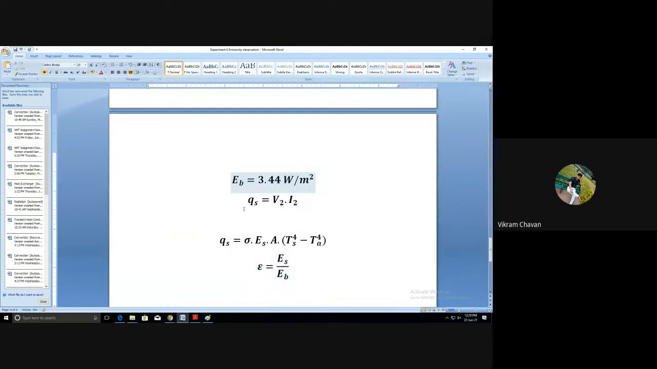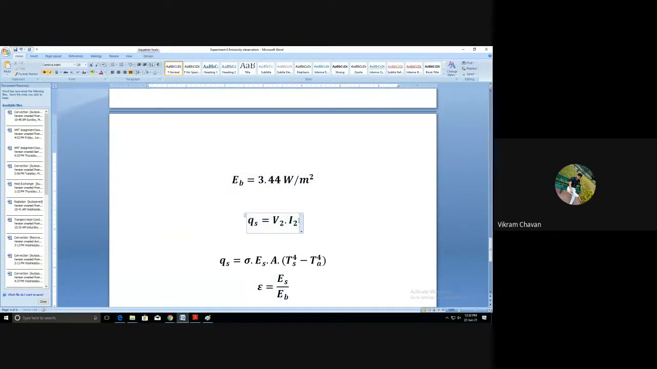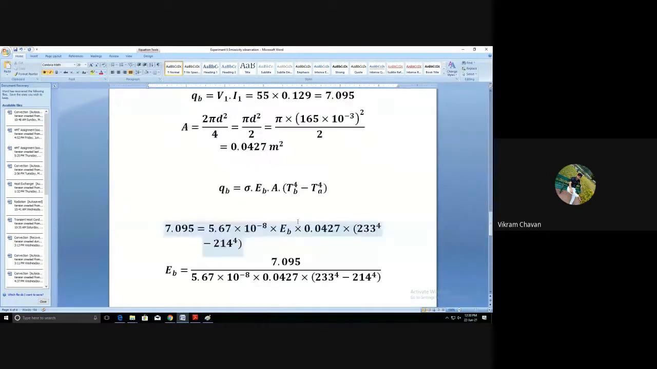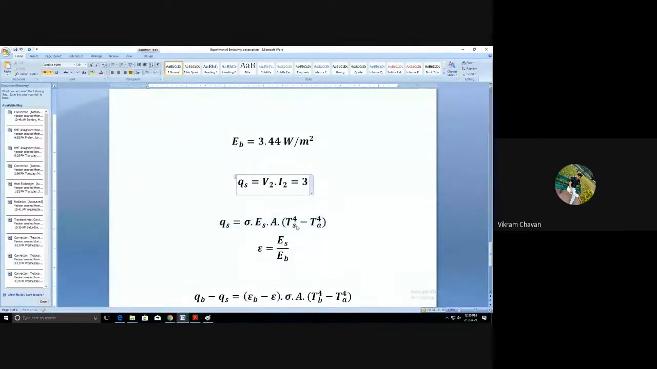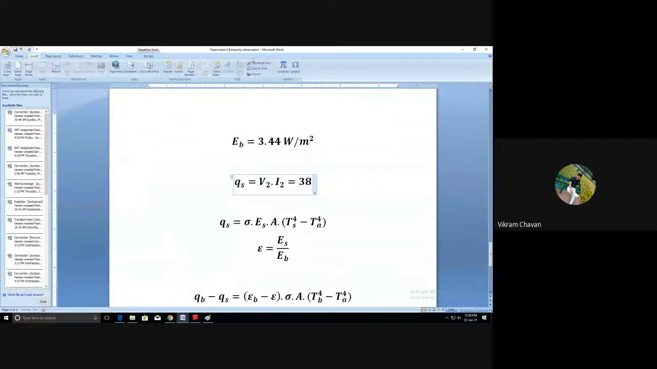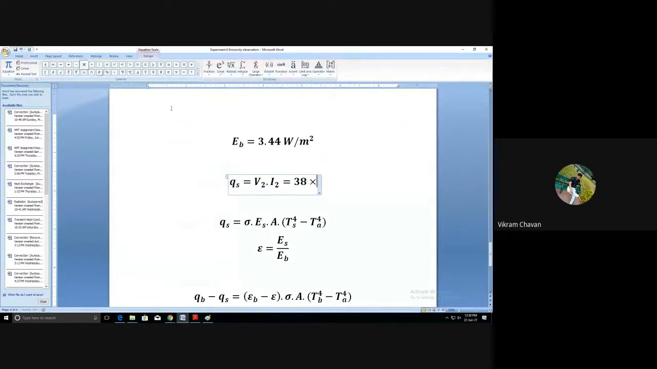Now second, we have to do the same calculation for the plate. Q suffix x, V2. V2 is equal to 38 multiplied by 0.111. Do the calculation and please let me know this value, Q suffix s. Is everyone getting this? Q, E suffix B, the emissive power of a black body, is equal to 3.44.